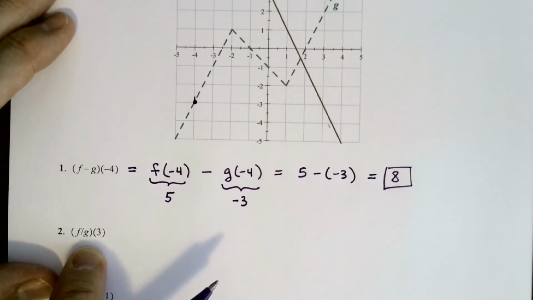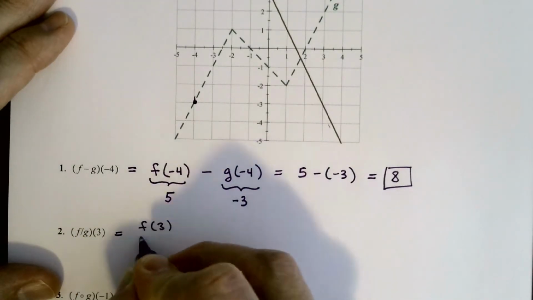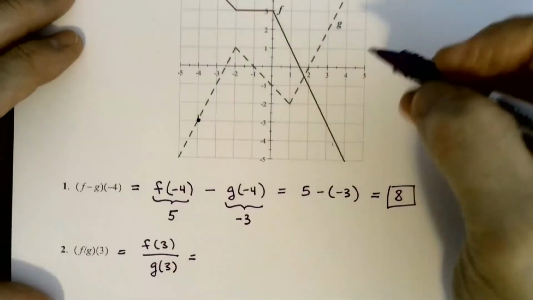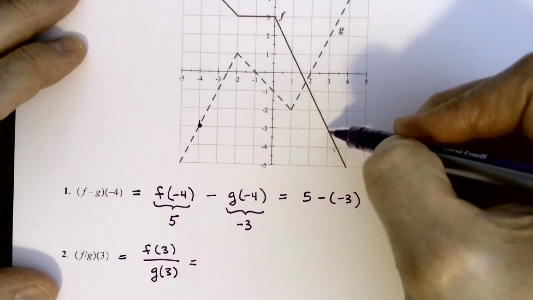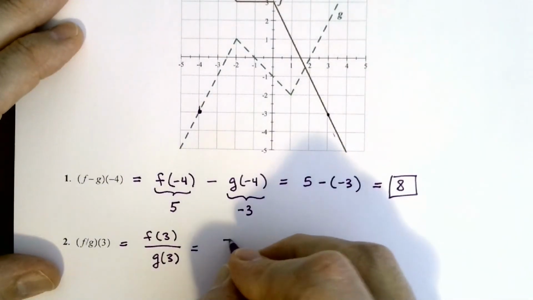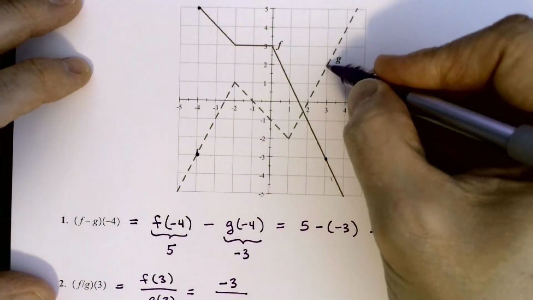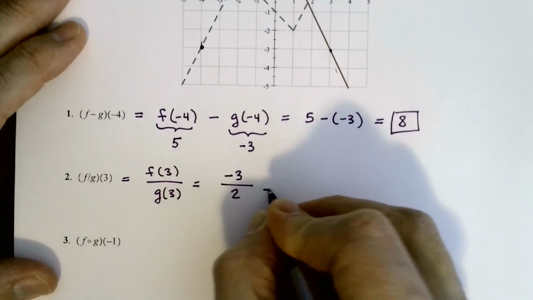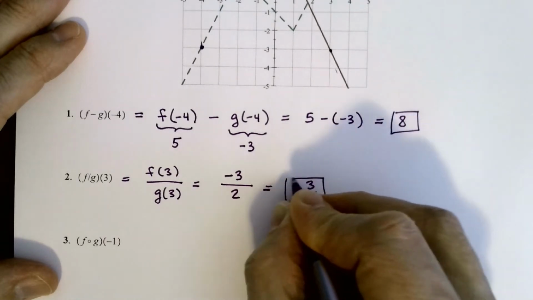This is f slash g. This is f divided by g. And so it's f of 3 divided by g of 3. So what is f of 3? We go to the input of x equals 3. F is the solid line, so I'm going down. The output is negative 3. On the bottom, I've got g of 3. G of 3 is up here, equal to 2. And so the answer is just negative 3 halves, or negative 1.5.